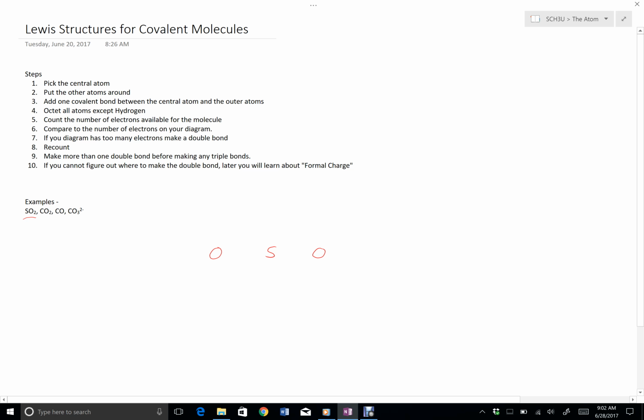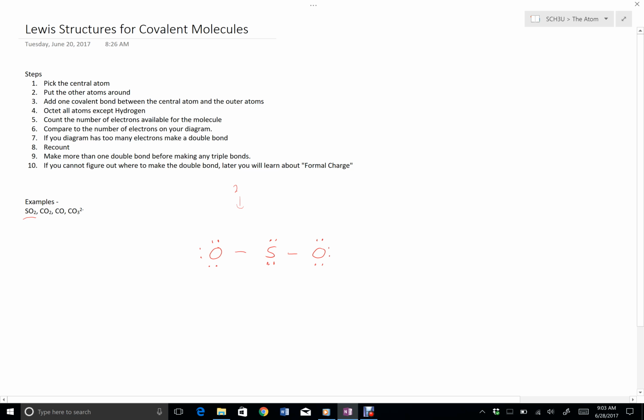So I'll put an oxygen here and an oxygen here. This isn't going to get the shape right, but it'll get us in the right direction. Add one covalent bond between the central atom and the other atoms. So, done. Okay. Octet all atoms except hydrogen. By octet, I mean put in 8 valence electrons. We might not leave it like this, but you just put them in. Now, does everybody have 8? Keeping in mind that these sticks represent 2: 2, 4, 6, 8, 2, 4, 6, 8, 2, 4, 6, 8. Everybody's good.